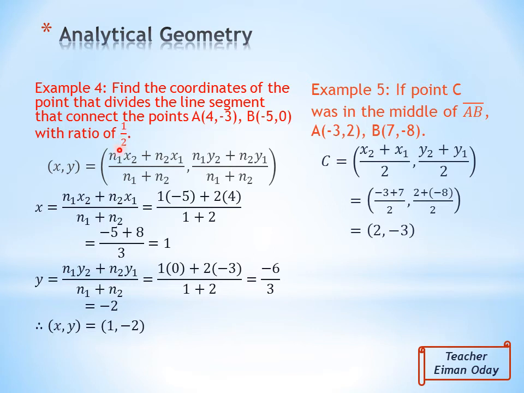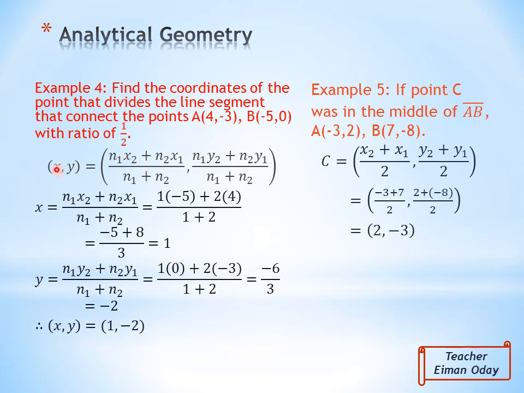Now I will use the formula. We said the denominator is N1 plus N2, so this is 1 plus 2. Also in the numerator, N1 x2, N2 x1, N1 y2, N2 y1. So I have N1 and N2, I have the x's, I have x2 and y2, x1, y1. So I can directly apply it. To make it easy, I will take each coordinate alone.